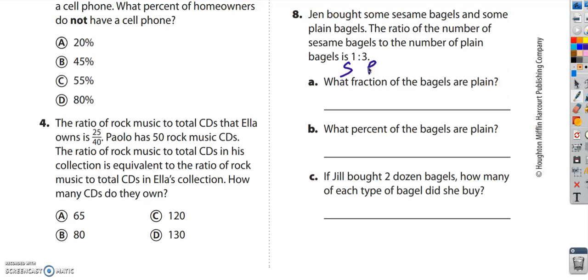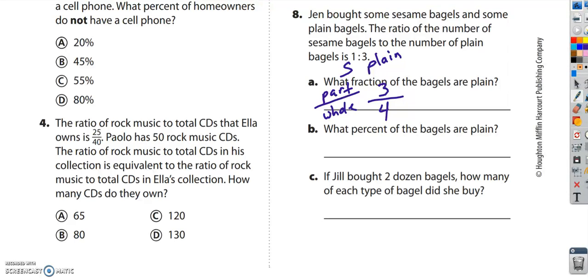Well, you got to recognize that fractions are something out of a whole. And how many are plain? 3 out of 4. If you wonder where I'm getting the 3, it's right here. 3 plain bagels, that says in the directions. And then where's the 4? Well, fractions are written as a part out of a whole. And the whole is when you add up the 1 sesame to the 3 plains, you end up with 4 bagels. So the whole set would be 3 out of 4.